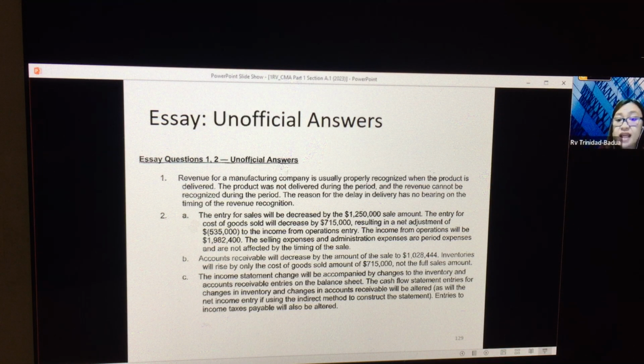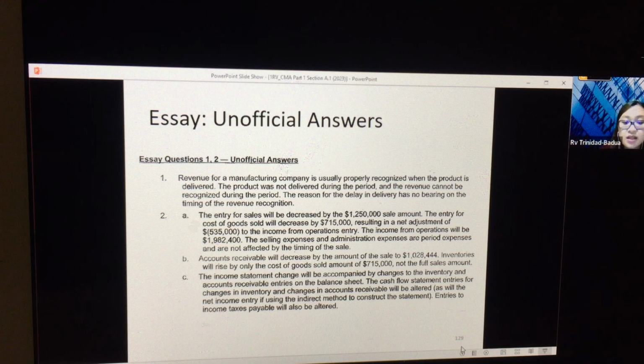So the selling expenses and administrative expenses are period expenses. Ito yung nandun sa problem kanina na 14% siya, diba sinabi? The selling expenses and administration expenses are period expenses and therefore are not affected by the timing of the sale.